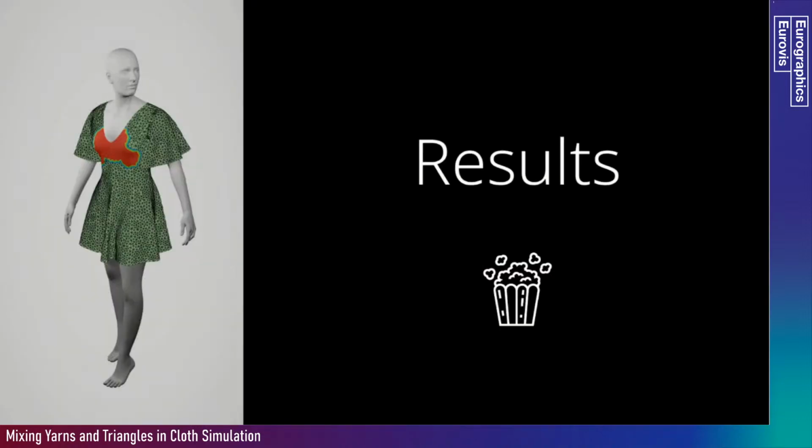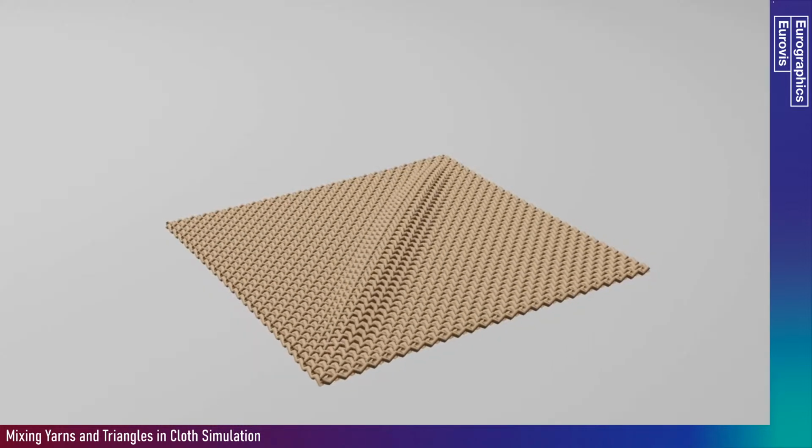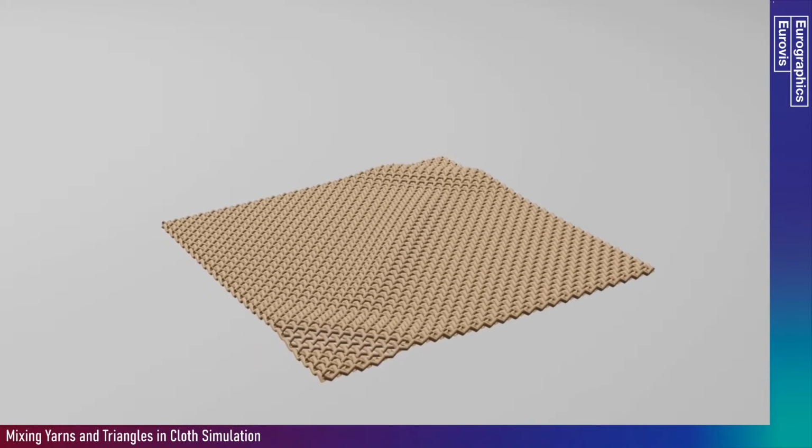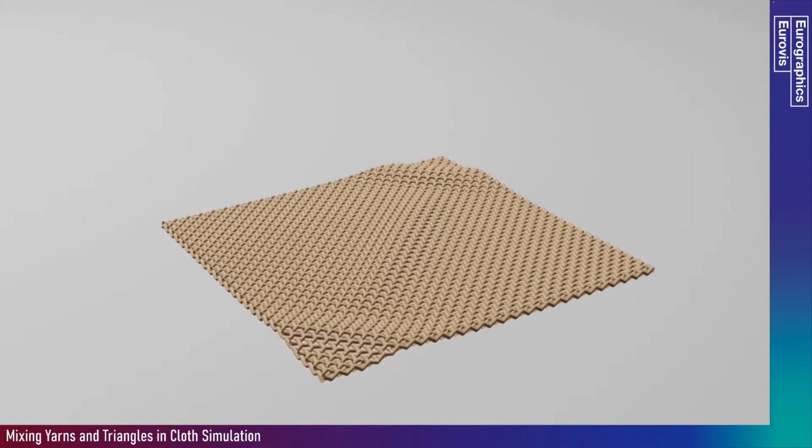Now let's take a look at some additional results that mix triangles and yarns. Thanks to yarn enrichment, yarn-level plastic effects can be introduced in a triangle-based simulation. In this example, a cloth patch is enriched with yarns along the diagonal. We pull from two corners, and inter-yarn friction produces local plasticity. The patch fails to recover the original shape.